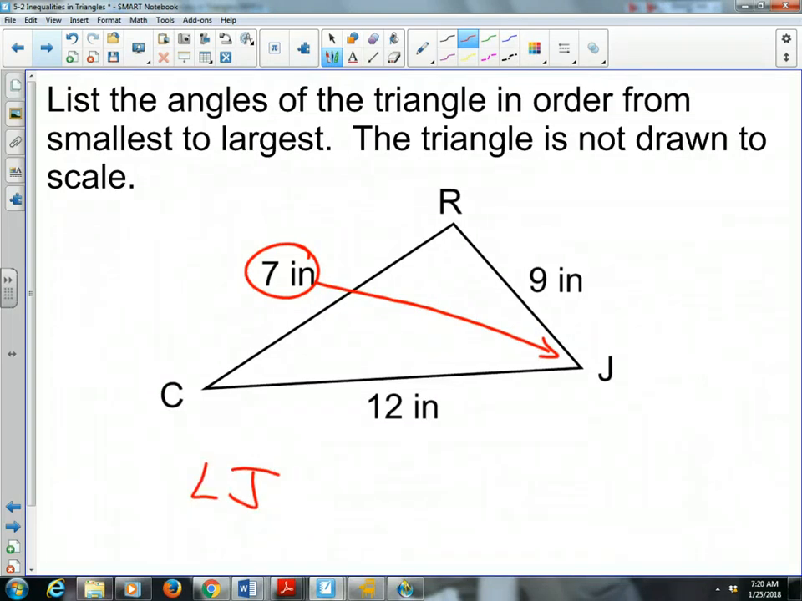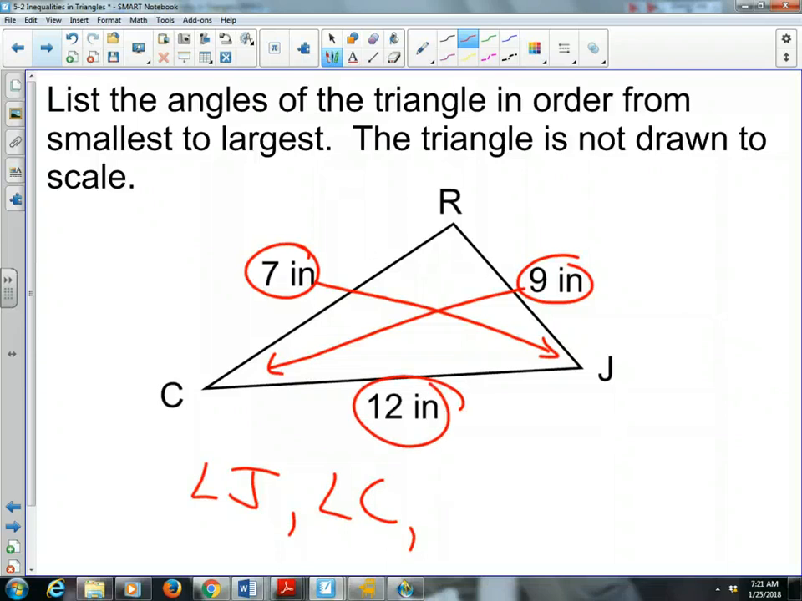The medium side is 9, so opposite side 9, or opposite RJ, is angle C. That is the medium angle. 12 inches is the longest length. So opposite of the longest side is the biggest angle, angle R.